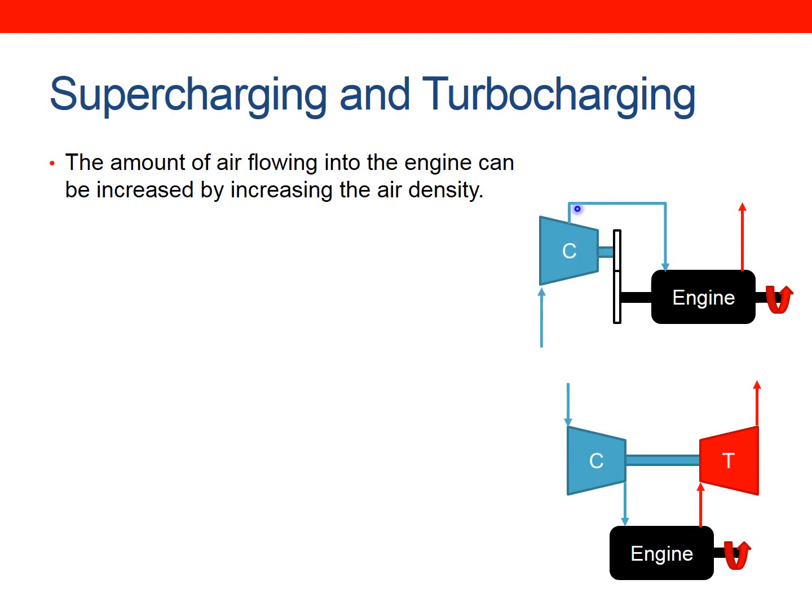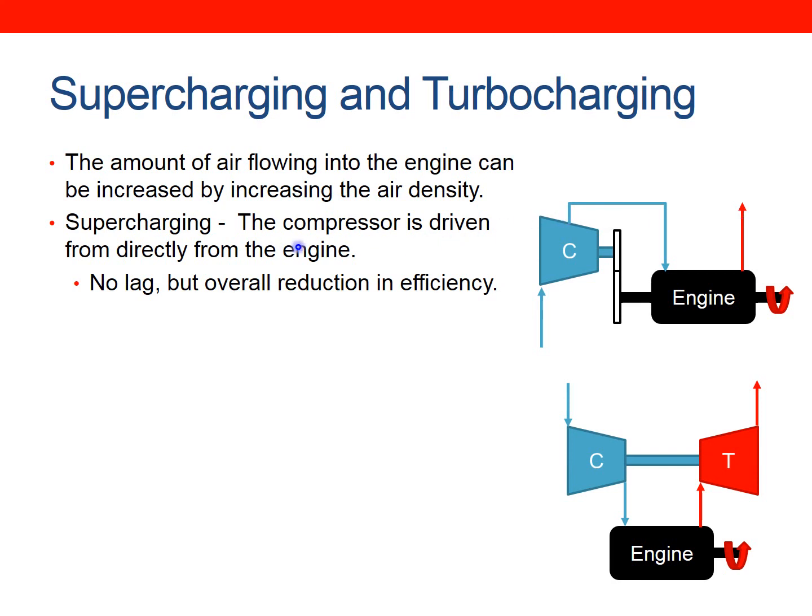The intake air comes into the compressor and is compressed, then goes into the engine, and is then exhausted out. As I say, the compressor is driven directly from the engine. This has the advantage that there's no lag. Because the compressor is driven straight off the engine, as the engine speed increases, so will the compressor speed. But you do have an overall reduction in efficiency, because you're effectively driving another piece of machinery, and that's power that would otherwise be transferred to the wheels.